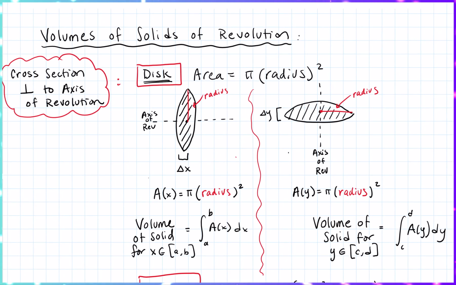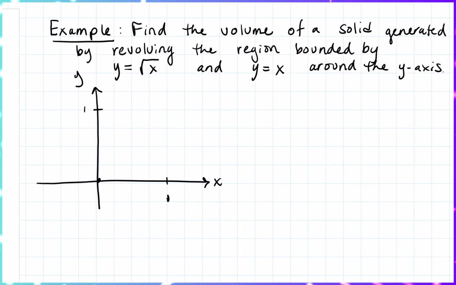Okay, let's do one more example where we have a washer before we end this video. Let's compute the volume for one more solid of revolution. Let's find the volume of a solid that is generated by revolving the region bounded by y equals the square root of x and y equals x about the y-axis.